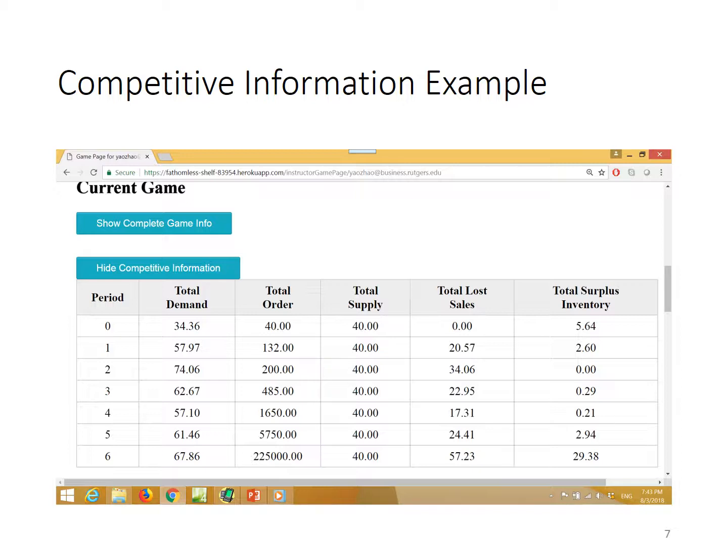In period 6, the total lost sales and the total surplus inventories across all retailers are both significant, which means some retailers have tons of excess inventory while others are starved. That is, the supply chain broke down.